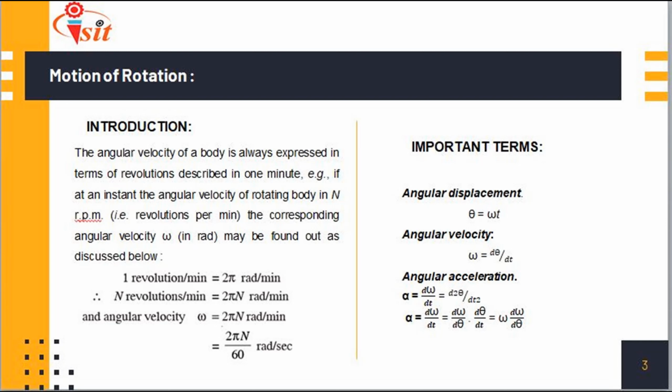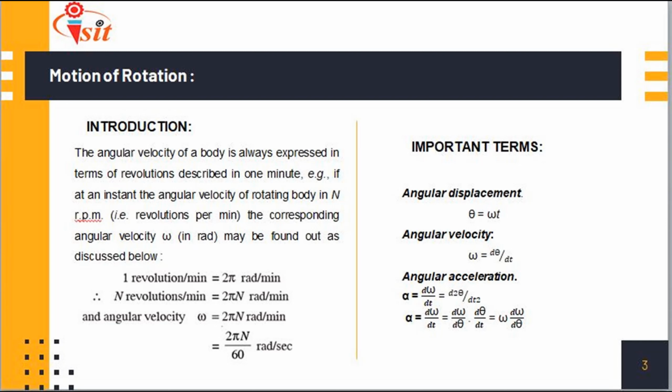The angular velocity of a body is always expressed in terms of revolutions described in 1 minute. For example, if at an instant the angular velocity of a rotating body is N rpm, that is revolutions per minute, the corresponding angular velocity omega in radian may be found out as described below. 1 revolution per minute is equal to 2 pi radian per minute. Therefore, N revolutions per minute is equal to 2 pi N radian per minute, and angular velocity omega is equal to 2 pi N radian per minute, which is equal to 2 pi N divided by 60 radian per second.